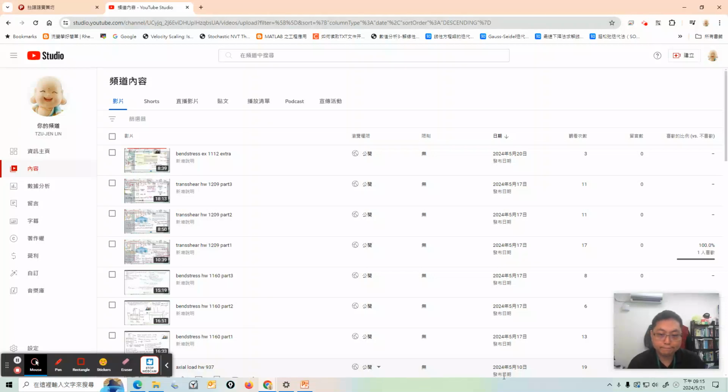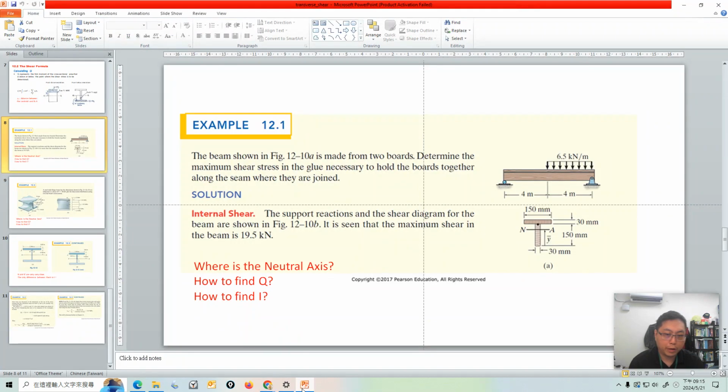Hello, everyone. In this video, I'm going to demonstrate the transverse shear calculation in a beam. What I want to demonstrate is how to calculate the first moment of area. Most of you haven't seen the first moment calculation a lot, so I think you need more demonstration of it. Let's use Example 12.1 as an example.